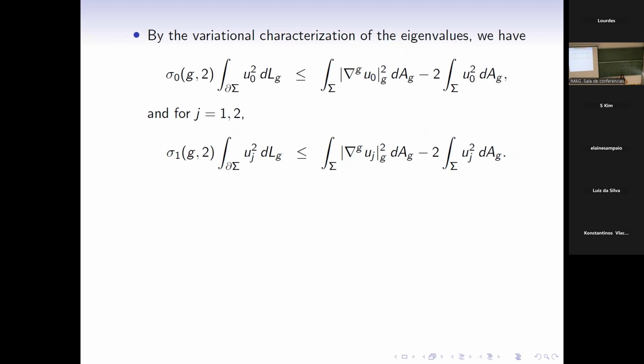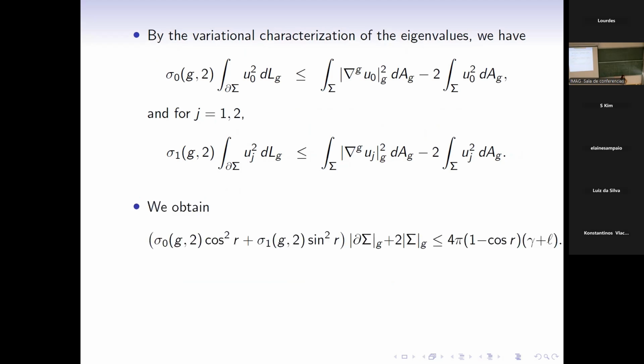So you have that for the variational characterization that we have. And when you add them together, you get this. So you see that on the right-hand side, I only have a quantity that depends on the radius of your geodesic ball and the topology of your surface. And here are just the properties that we have.